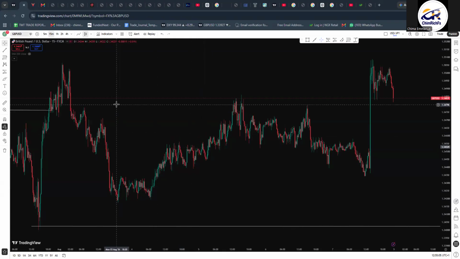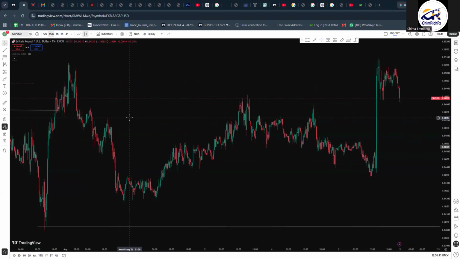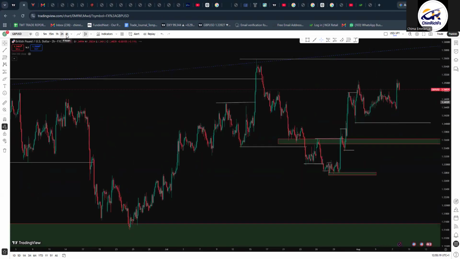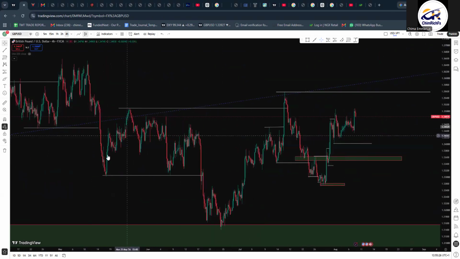As usual, we'll be analyzing the GBP USD, my only traded pair. This week is quite interesting. Just to go over the last week's analysis, I really can't even remember it. But this is my setup.